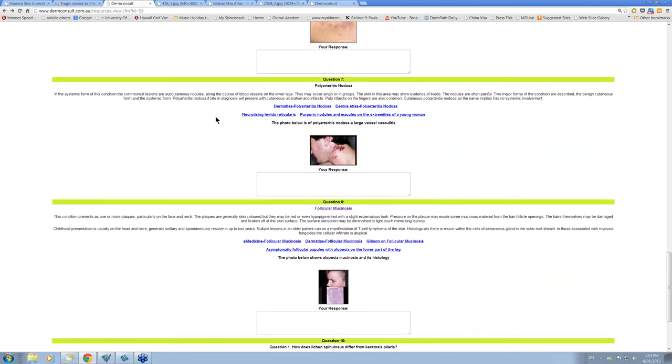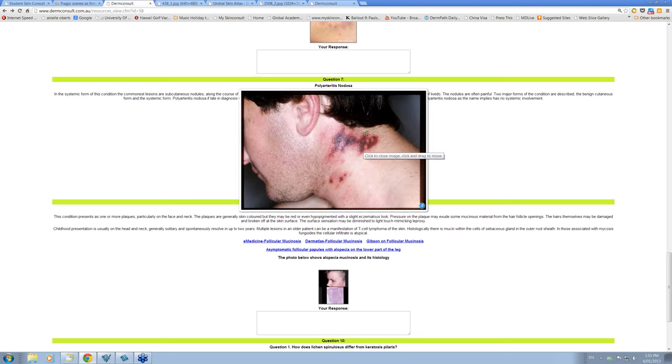Polyarteritis nodosa. Okay, does this give papules? Papules are nodules, and usually on the lower legs, subcutaneous nodules along the course of blood vessels. And remember, there's two variants. There's the relatively benign cutaneous variant, where it's only on the lower legs that these papules occur, and there isn't any involvement of vessels elsewhere. And then the systemic variant, where there is significant involvement of vessels. And if significant vessels are involved, then you'll get areas of skin necrosis like this.